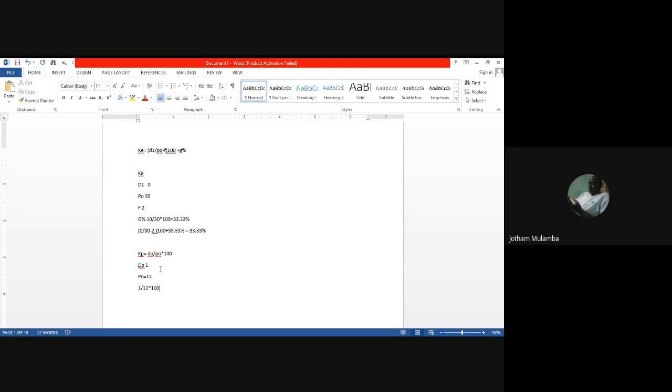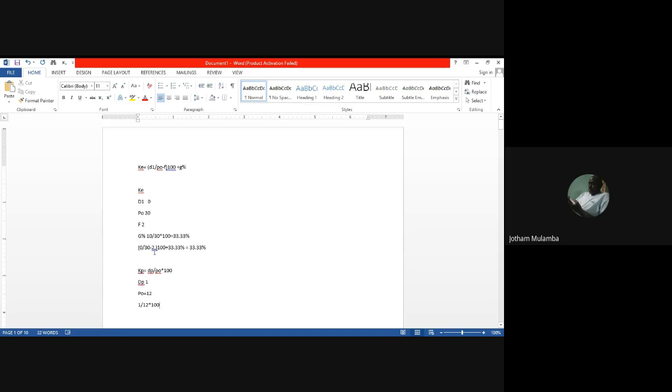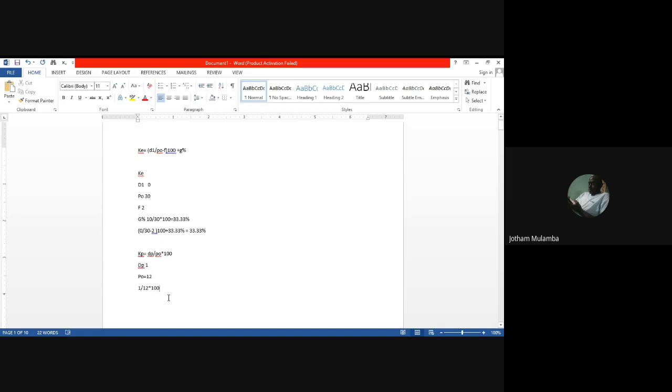There's something to note here. For equity or ordinary shares, we deal with less cost from the flotation cost. But now, when it comes to preference shares, we deal with the price, then we also deal with the dividend. So we have done 1 divided by 12 times 100. What's the answer? 8.33. 8.33%. That's percent.